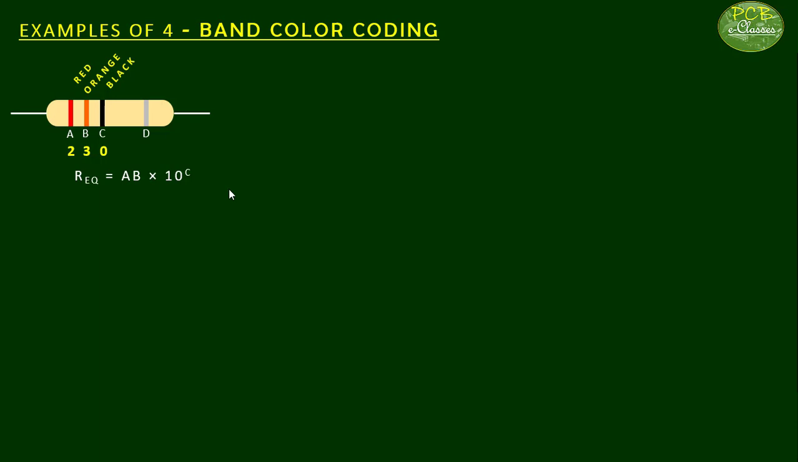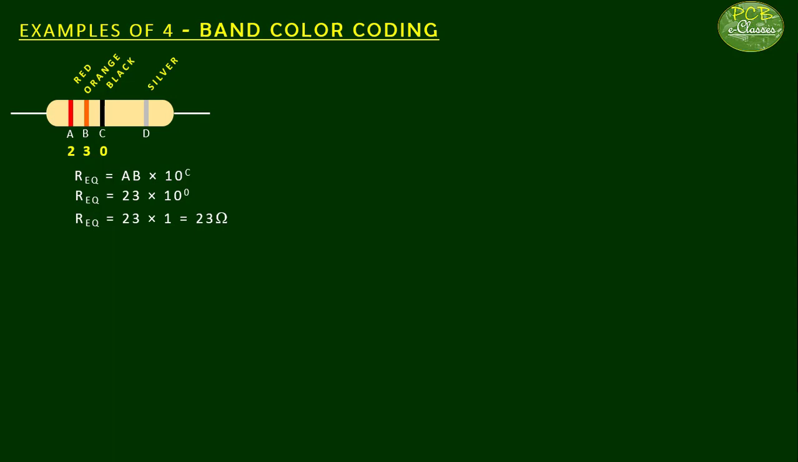0. Now what will be the R equivalent? How will we write it down? R equivalent will be AB. In place of A you have to write down 2, in place of B you have to write down 3, and in place of C you have to put 0. So R equivalent will be written as 23 into 10 to the power 0, which means it is 23 into 1, that is 23 ohms. So this resistor value is 23 ohms.